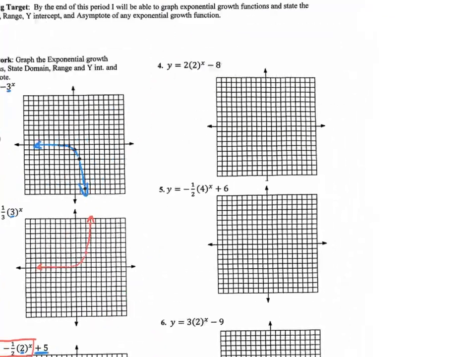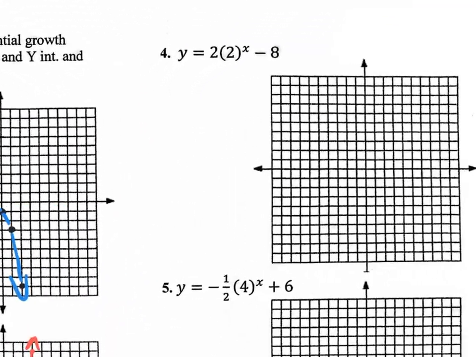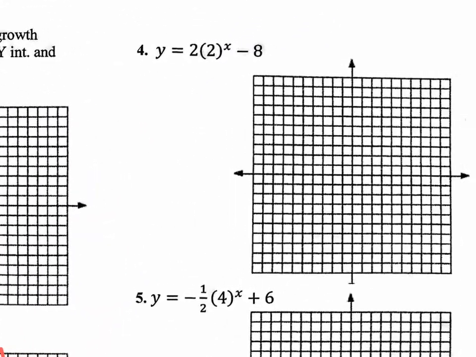Let's take a look at number 4. So number 4 over here, let's set up a table. What kind of inputs do I want? Any inputs I want? Can I plug in a 2, a 5, a 7? No, you want to be organized. Consecutive integer inputs. So let's do the order -3, -2, -1, 0, 1, 2, 3.